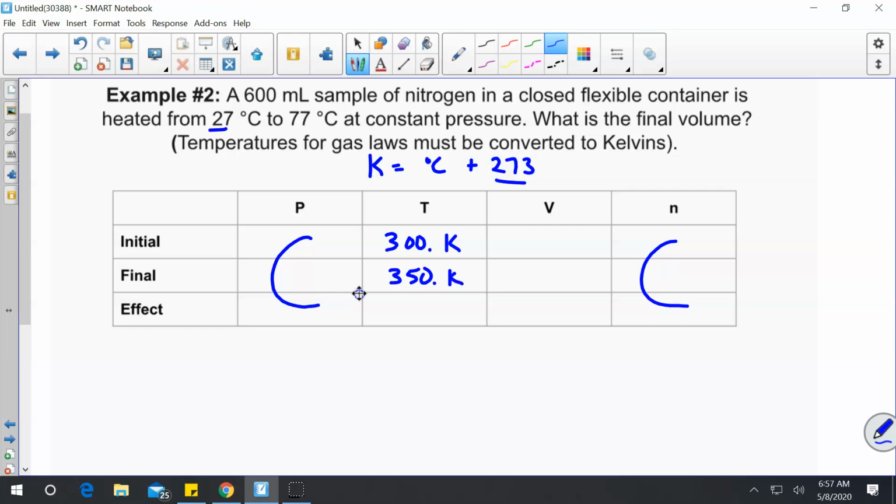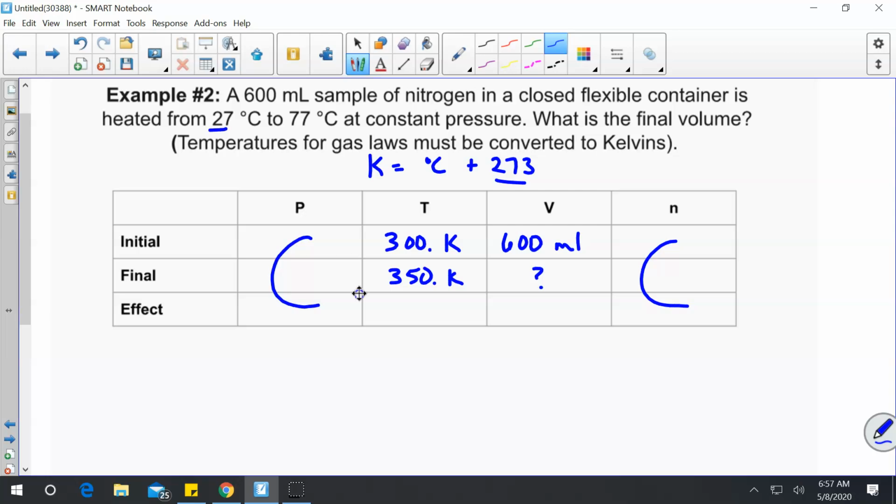Now, when I add that 273, there's 3 sig figs in that, and there's 2 here. It is going to make those 3 sig figs because that 273 is significant, so we use the Kelvin conversion for our sig figs on that. And then my volume is 600 milliliters, and I want to know what volume does this have now.